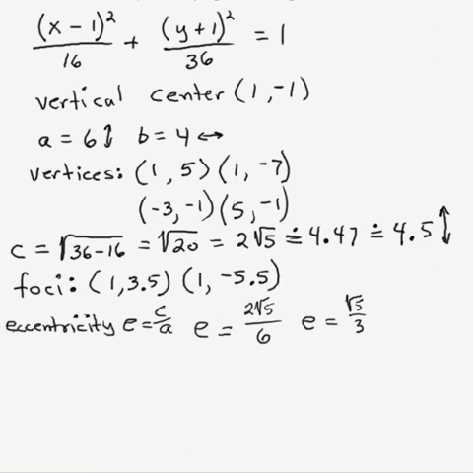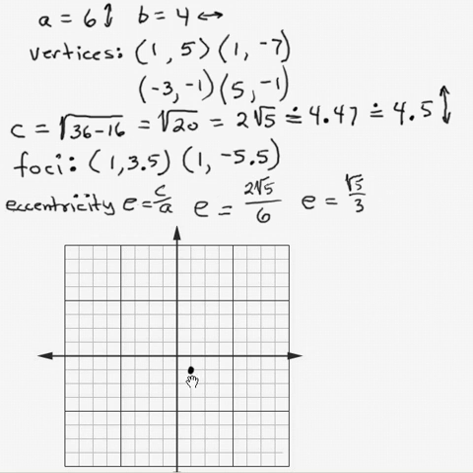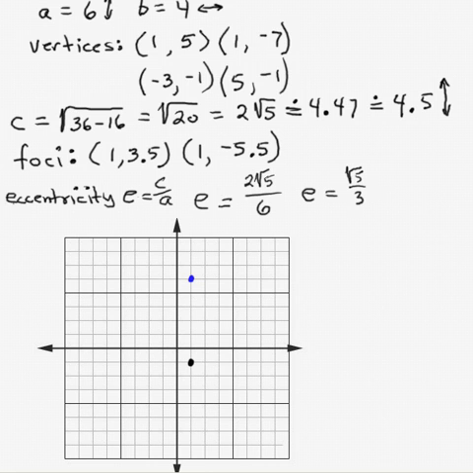All right, remember our center is (1, negative 1), so let's start plotting our graph. (1, negative 1) is our center. The semi-major axis is going to go up and down 6. So there's the point up 6. There's the point down 6 from our center. There's 2 of the vertices. We're going to go left and right 4. So there's our point left 4 units from the center. Our point right 4 units from the center. Let's find our foci, which are 4.5 up from the center and 4.5 down from the center.